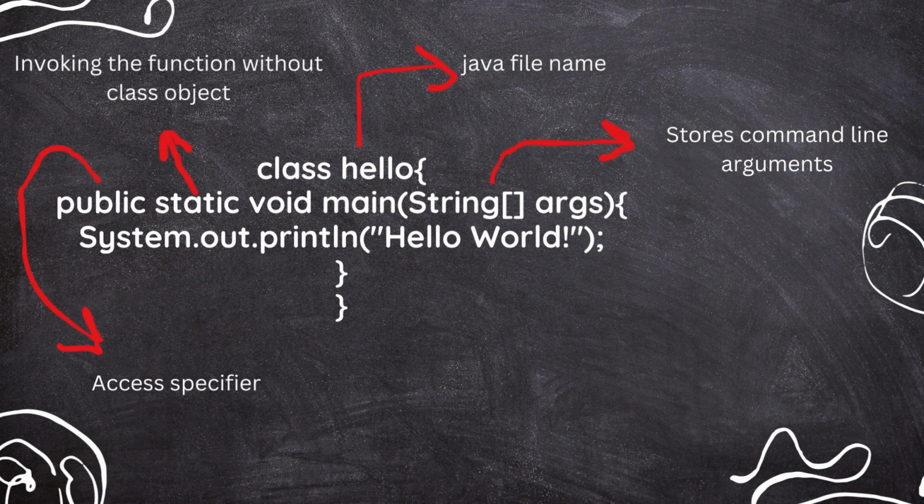String args is an array of strings with a variable name called args. It will be storing the command line arguments. For example, if you are running the Java program using a command prompt, you need this code because it will be storing the command line arguments.